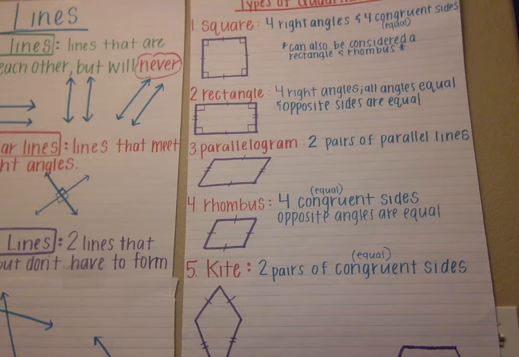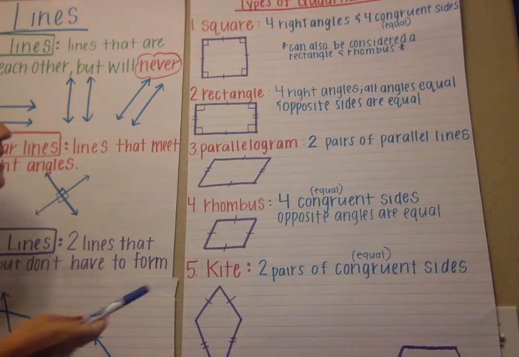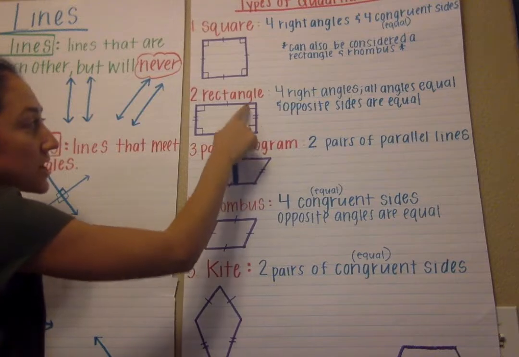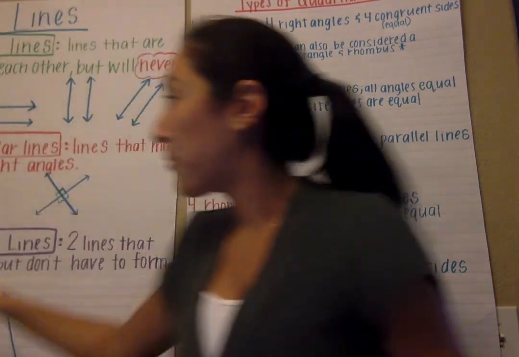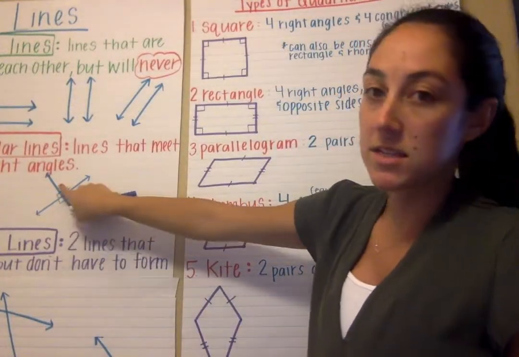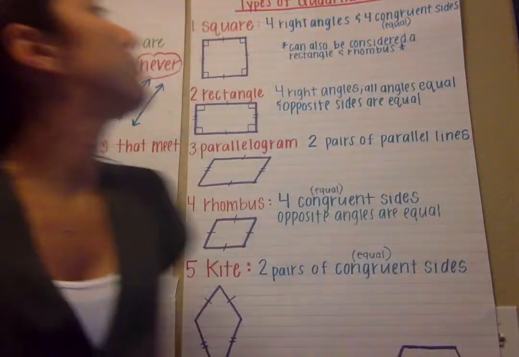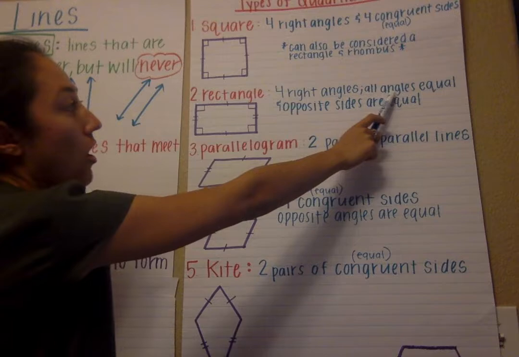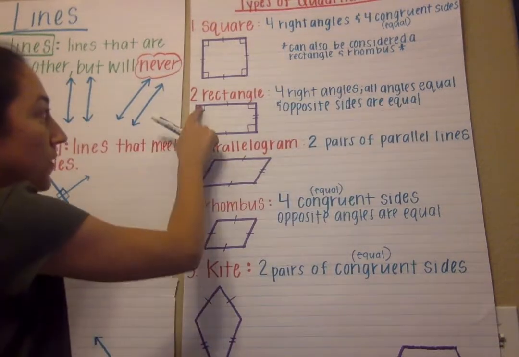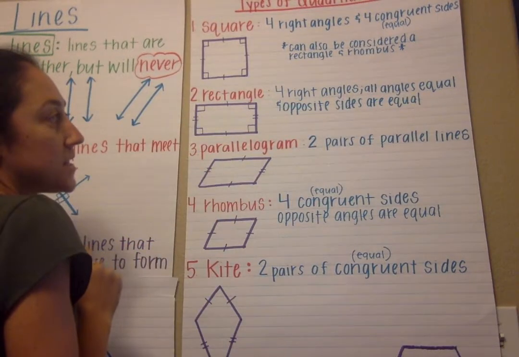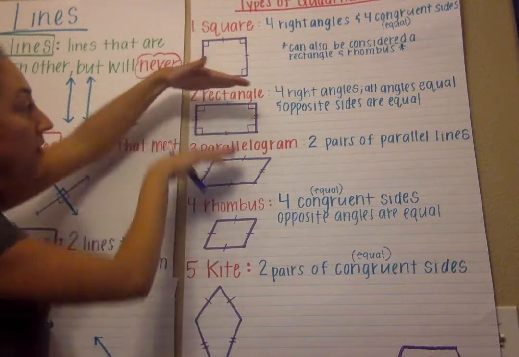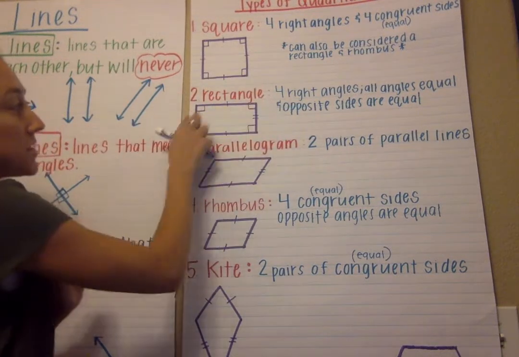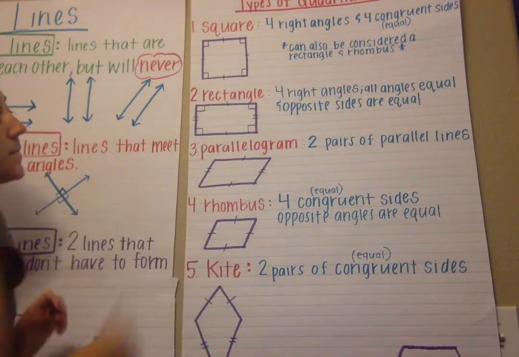Second one is a rectangle. A rectangle has 4 right angles. So just like we talked about on perpendicular lines, all these right here are called right angles. So they have 4 right angles, and all of the angles are equal. And then the opposite sides are equal. So this line and this line are equal. This one and this one are equal because they're opposite sides.